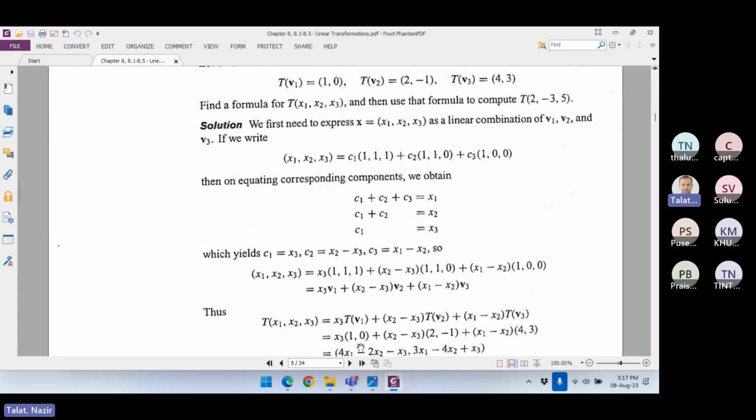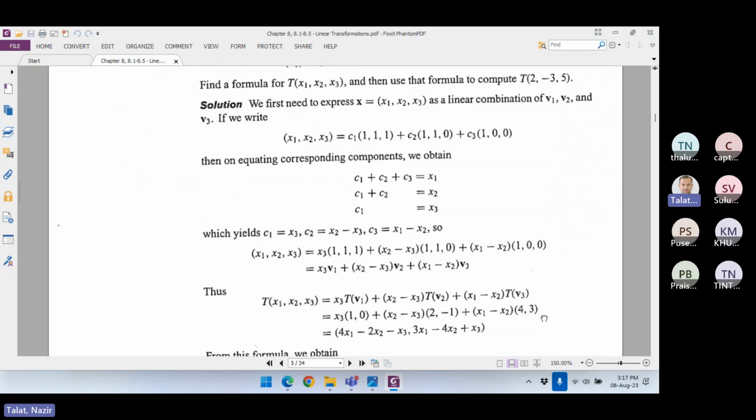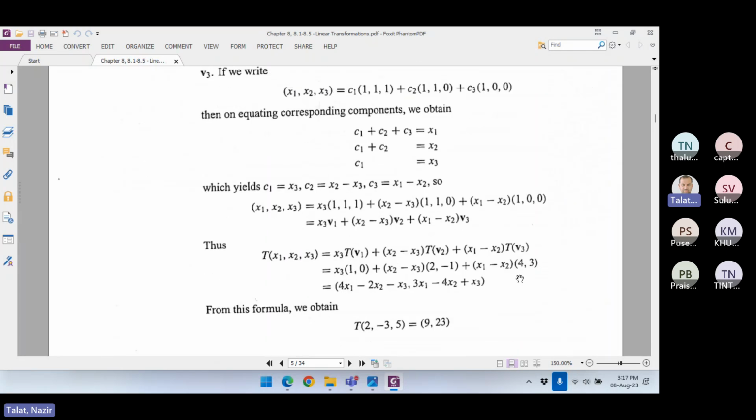So we just plug the value 1 0 over here. T of v2 is 2 minus 1, which is already given. T of v3 is also 4 minus 3. And by simply solving this, the first element with the first and the second element with the second, we will get this equation. It means T of x1, x2, x3 is equal to 4x1 minus 2x2 minus x3 and 3x1 minus 4x2 plus x3. So this is the formula for this transformation.